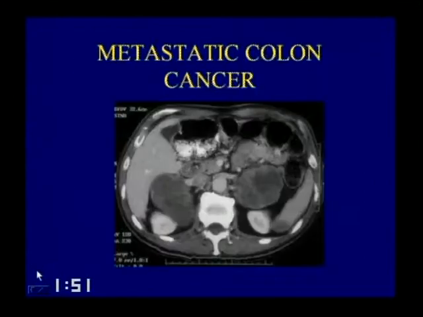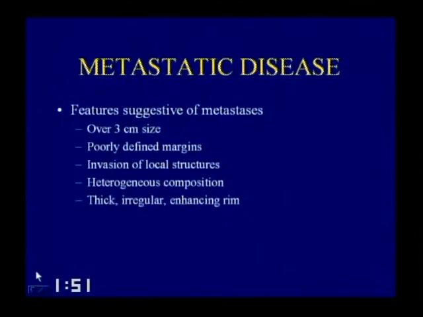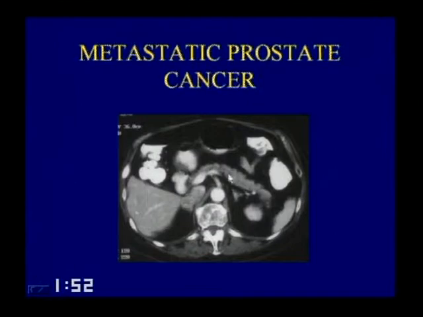Here's an example of metastatic colon cancer involving both adrenal glands, here very large bilateral metastases. And features suggestive of metastatic disease. I'm sure you've seen plenty of mets, so I'll just go through the salient features. Large tumors, poorly defined margins, local invasion, of course presence of another primary always helps. Heterogeneous composition, thick irregular enhancing rims have all been described in adrenal metastases. Here's an example of metastatic prostate cancer involving the right adrenal gland, and this one was invading the IVC.